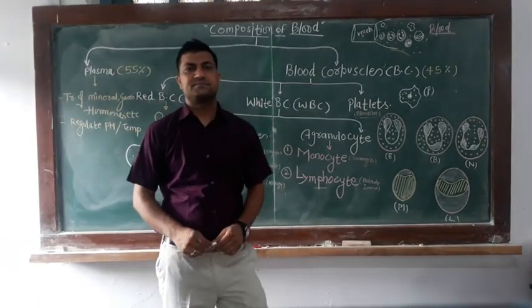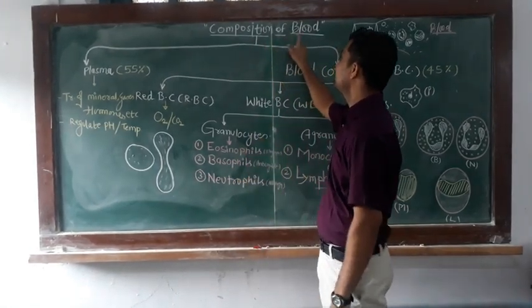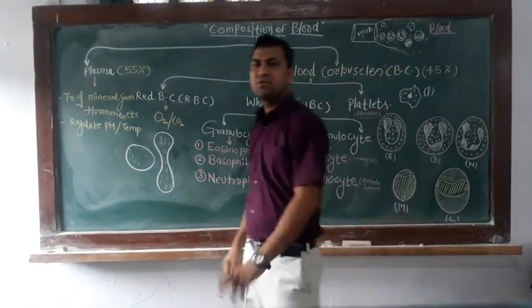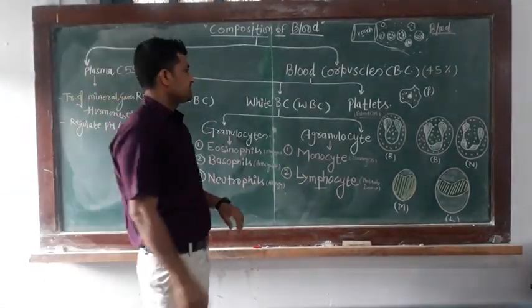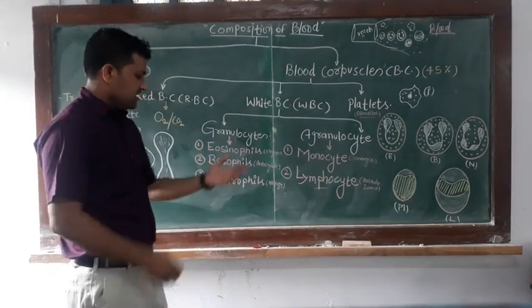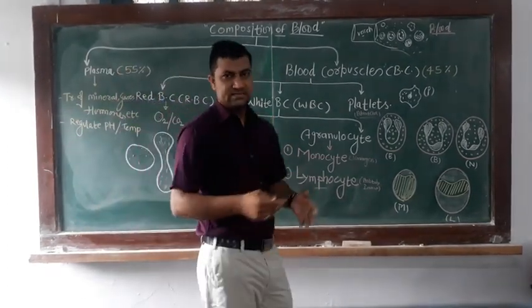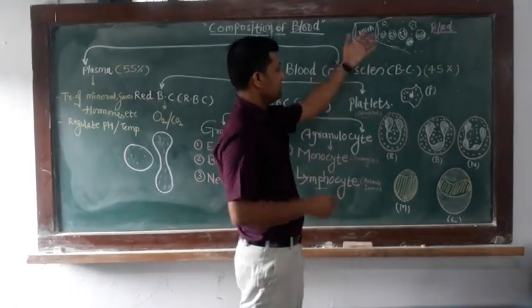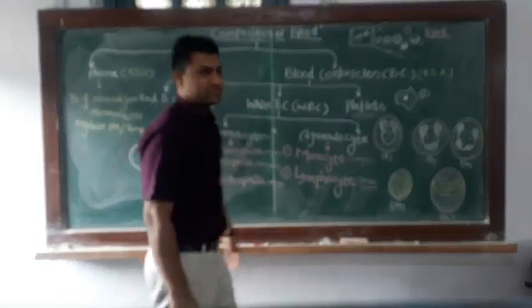Good morning, students. Today I am taking a class on the composition of blood. It's a basic class, with basic information about blood. First of all, our arteries, veins, capillaries and vessels have blood flowing in them. In the blood there are different kinds of cells.